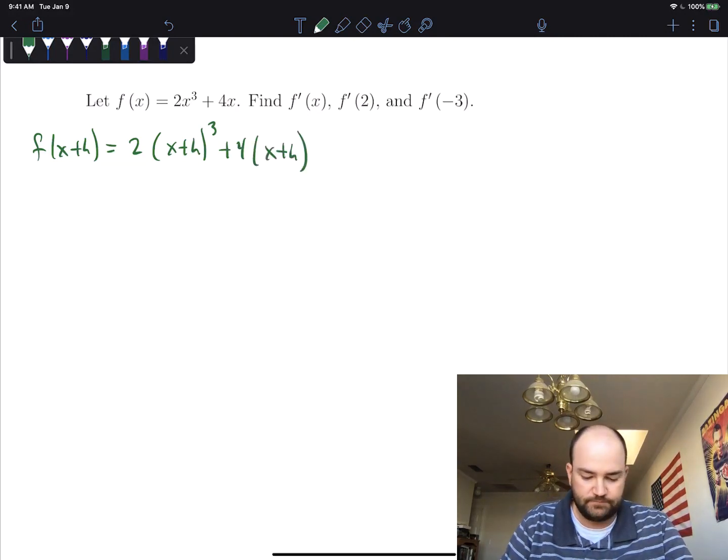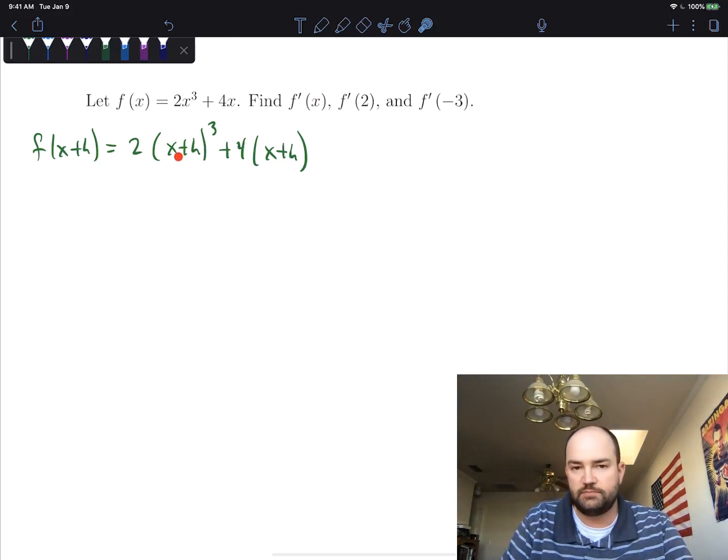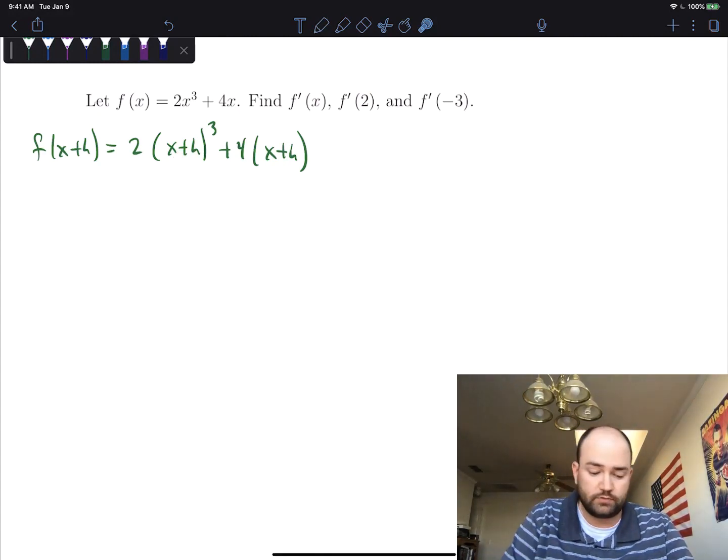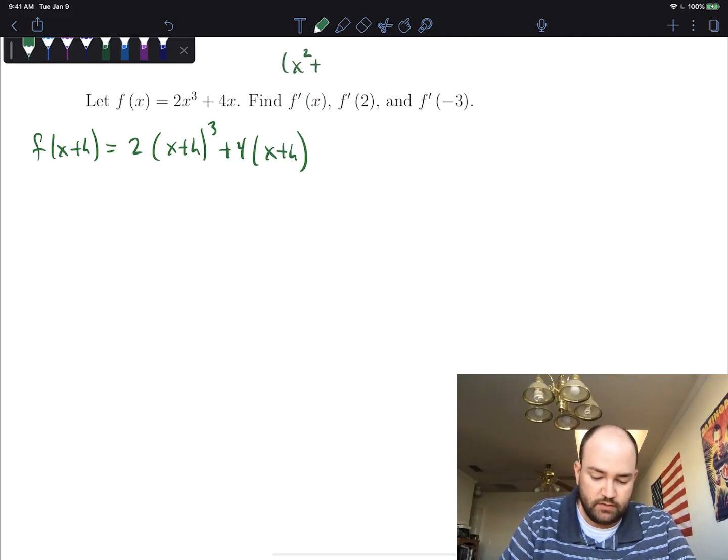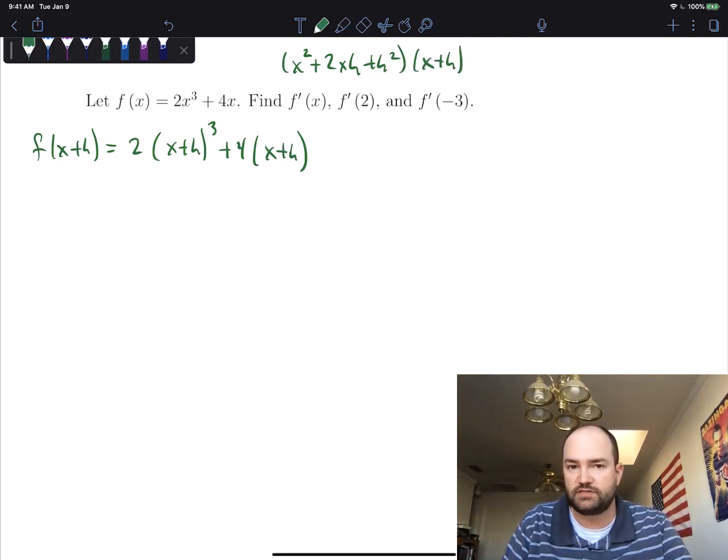Now, we could go ahead and do x plus h squared and then multiply that by x plus h. There's nothing wrong with that. What you would have gotten would be something like this: x squared plus 2xh plus h squared times x plus h, and you would distribute, combine like terms, and go from there. I don't like doing that because there's an easier way, and I like easy.